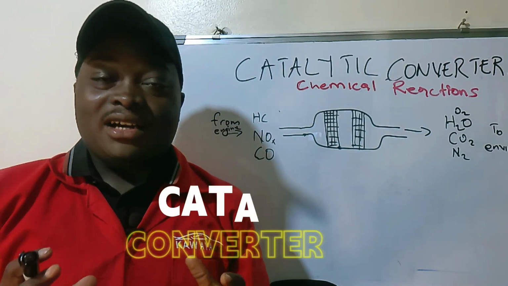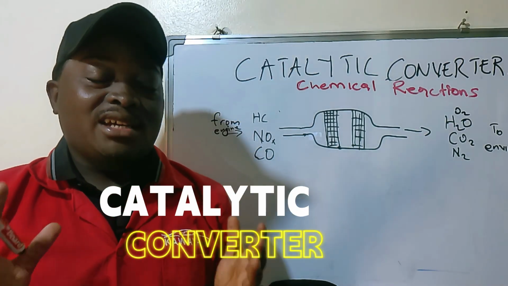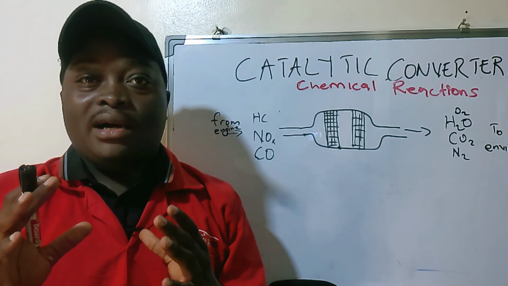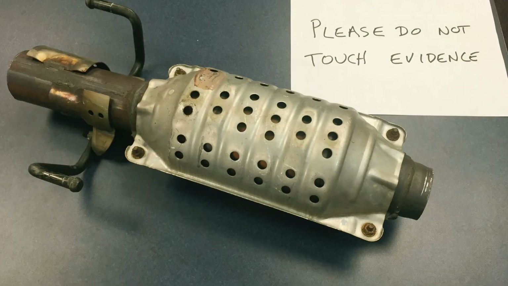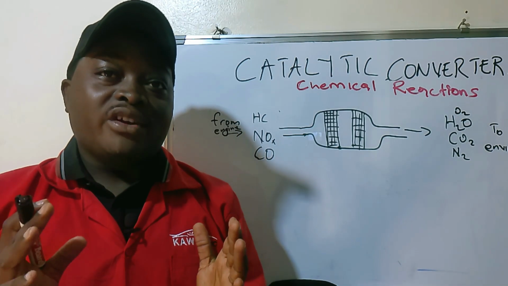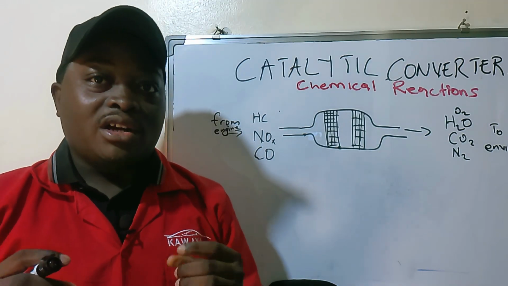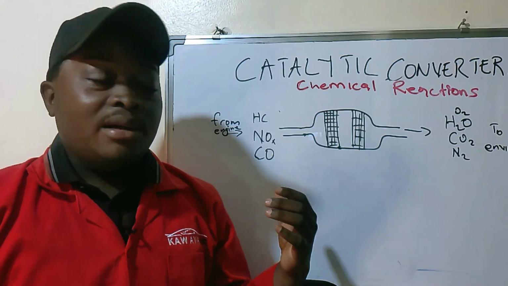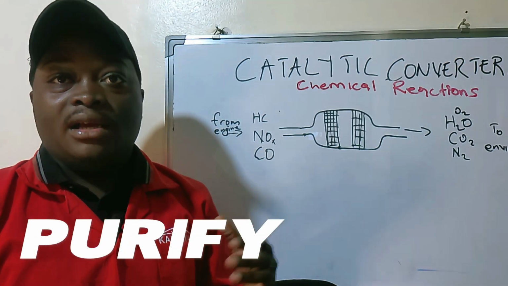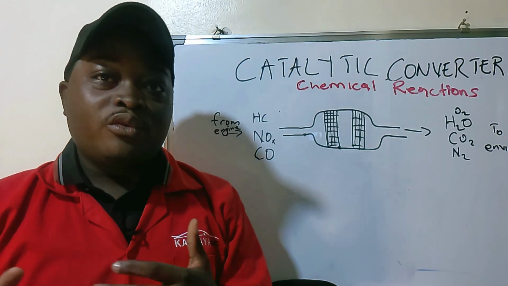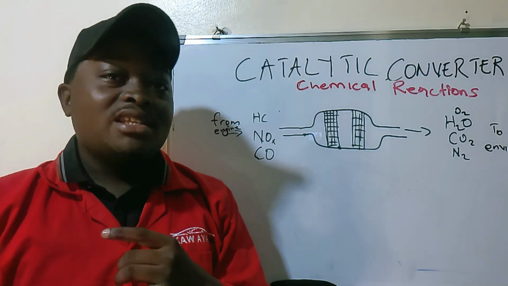I want us to look at the chemical reactions that occur in a car's catalytic converter. I want us to get to know why people usually steal these converters and why it is very dangerous for you to drive a car that does not have a catalytic converter. Basically, the role of a catalytic converter on a car is to purify exhaust gases from the engine to less harmful substances released to the environment.